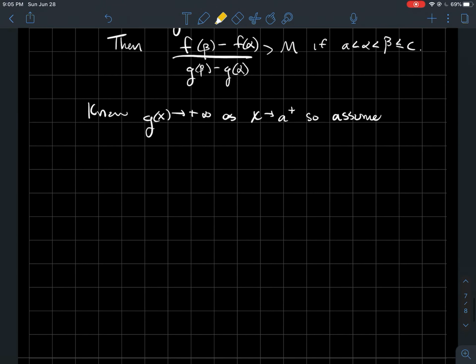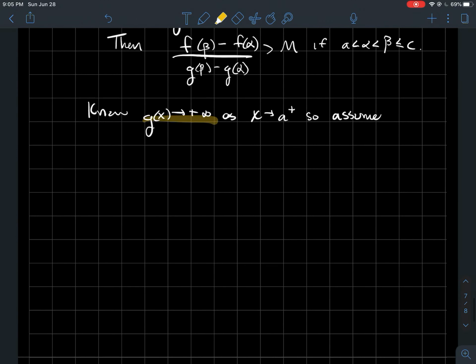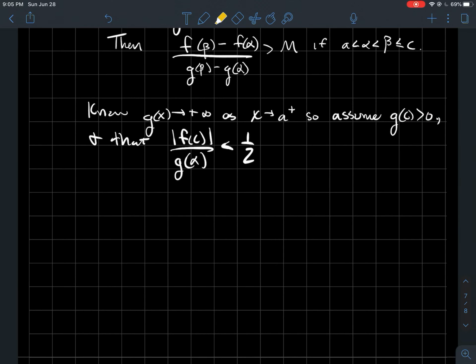So what do we still get to assume from this problem? We still get to assume g goes to positive infinity as x goes to a from the right. So that means we could assume a few things as before. Remember, c is like the right endpoint here. I can assume g of c is a positive number. I can also assume that c is close enough to a to ensure that this fraction is less than a half, right? If it's not, I just move c closer to a and it could happen.